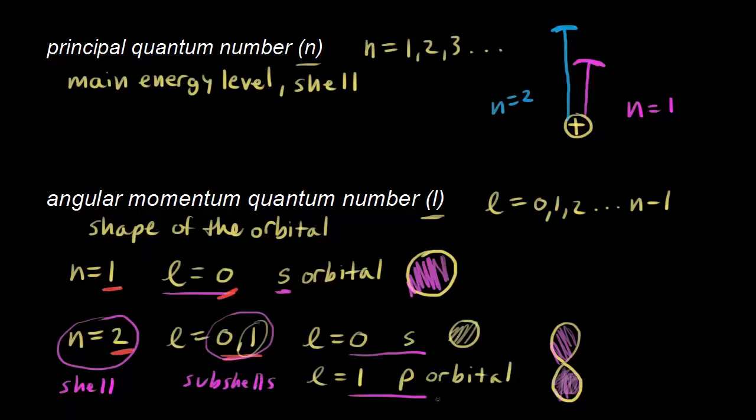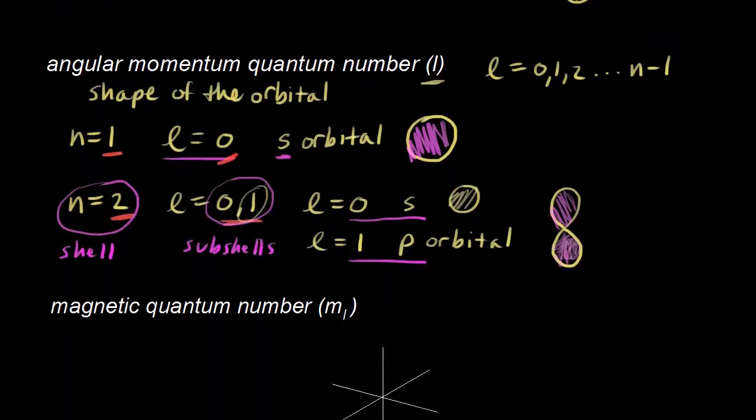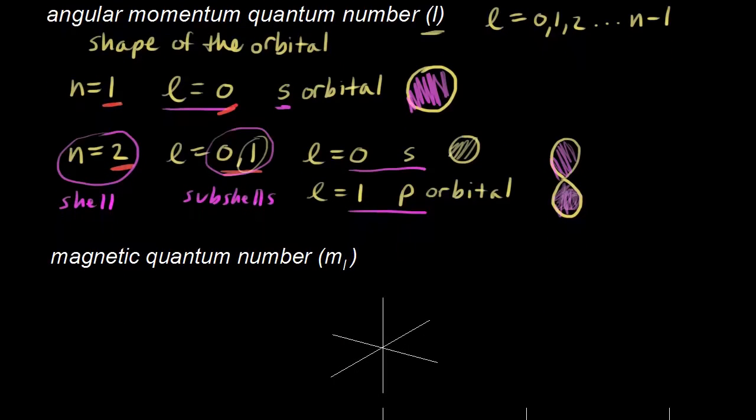L is equal to 1 is a p orbital. Let's look at the next quantum number. So this is the magnetic quantum number, symbolized by m sub L here. m sub L indicates the orientation of an orbital around the nucleus. So this tells us the orientation of that orbital. And the values for m sub L depend on L. m sub L is equal to any integral value that goes from negative L to positive L.